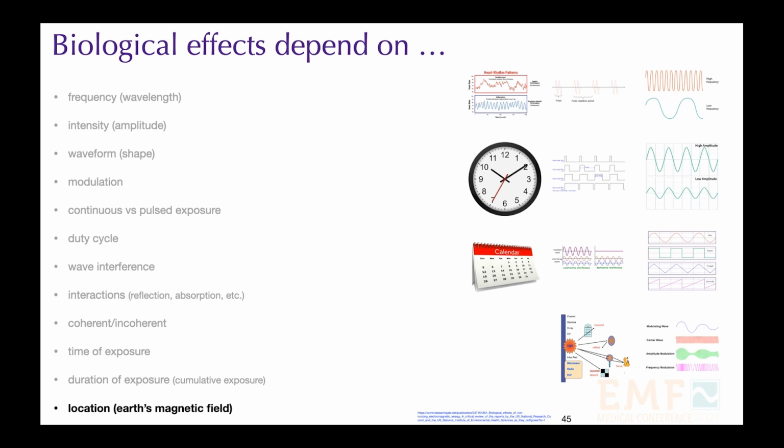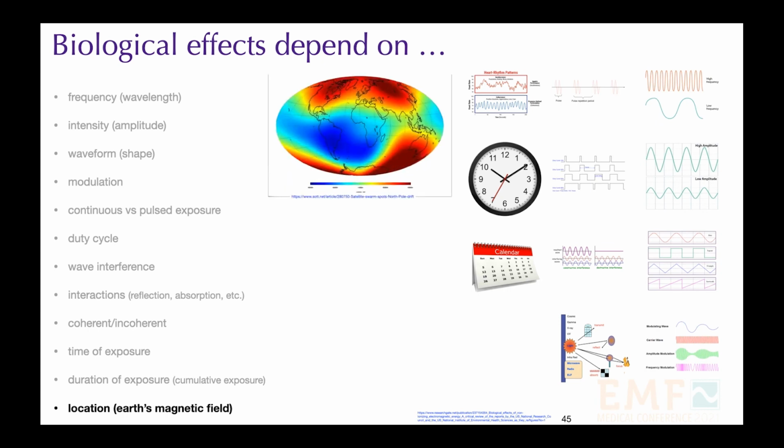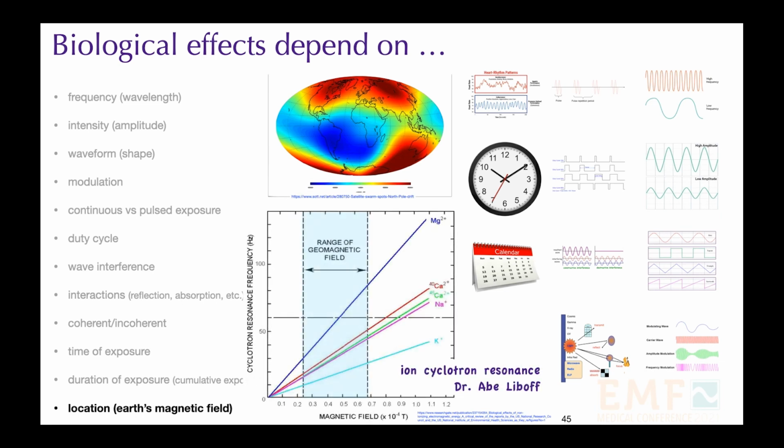And finally, your location on this planet can affect your response to electrosmog. I'm not referring here to the amount of electrosmog in any location, but rather to the strength of the magnetic field. Dr. Abe Leboff found that the local magnetic field can influence the resonance frequencies of certain ions that are biologically important, like calcium, magnesium, potassium, and sodium.